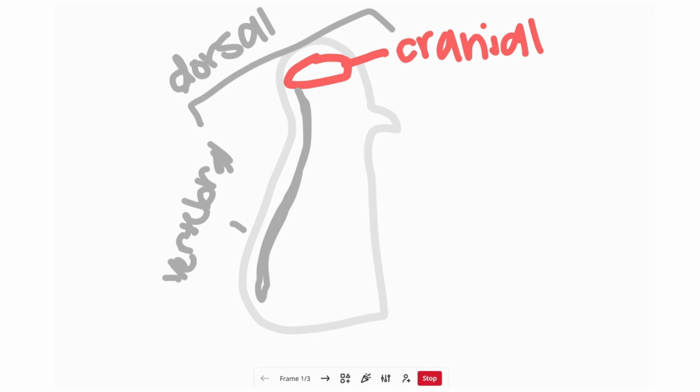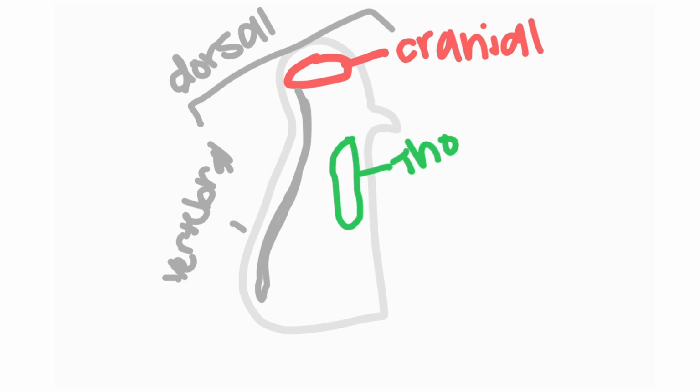And now there's 3 ventral cavities that we need to go over. And the first one is the thoracic cavity. And if you know anything about midterm, you know that thorax is the chest. And that is going to be the thoracic cavity. And then below the thoracic cavity is not a cavity, but a muscle.